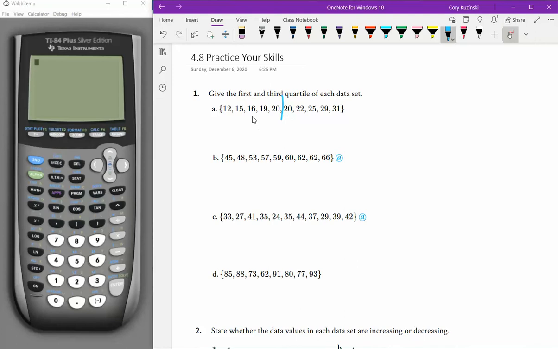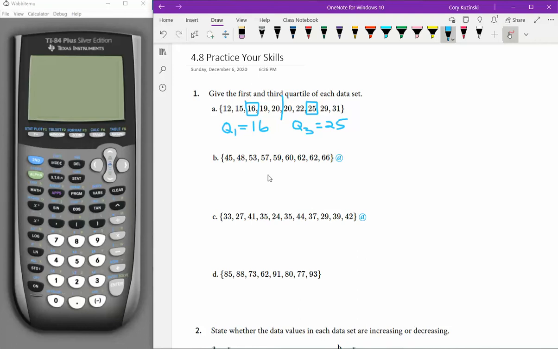So our first quartile would be right here, 16. That's the middle of the first set of the data, the third out of the 5. So Q1 equals 16. And our third quartile would be the median of the second half of data, so the third out of those 5. So Q3 here would be 25.